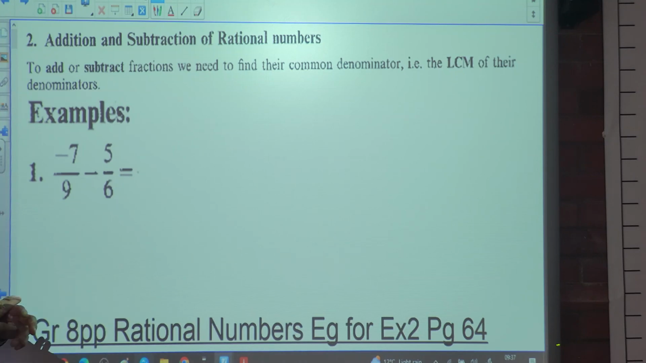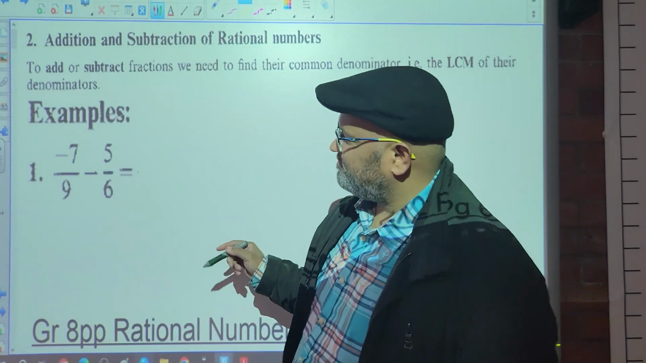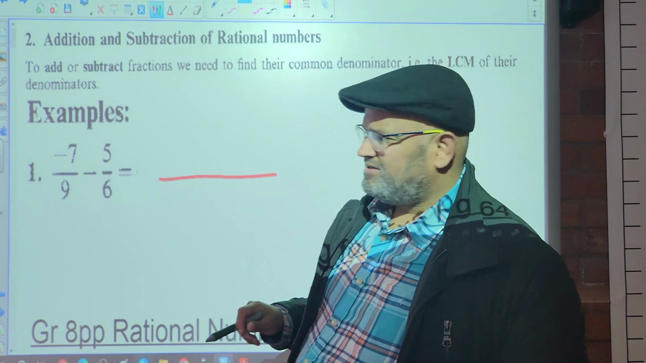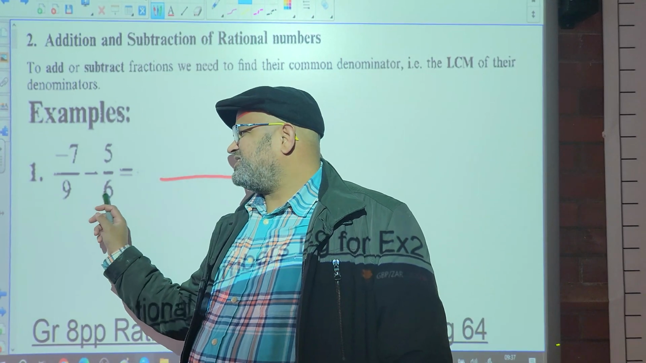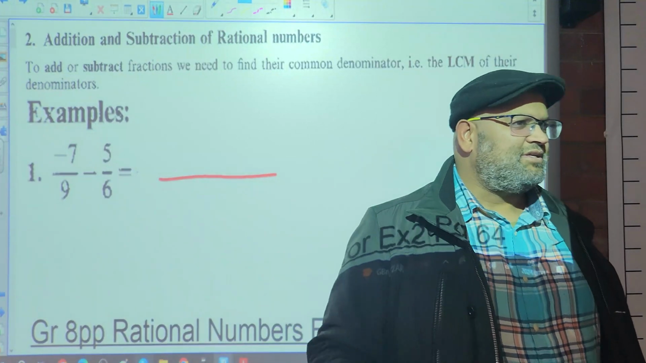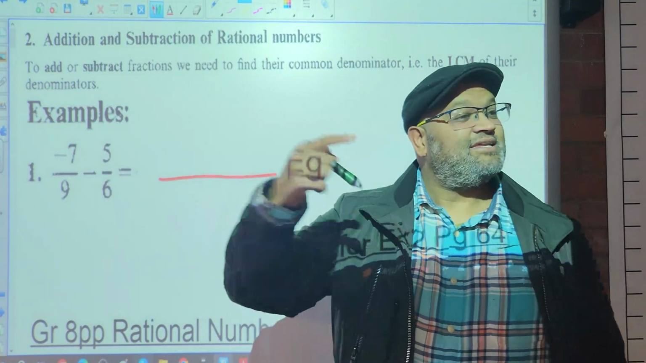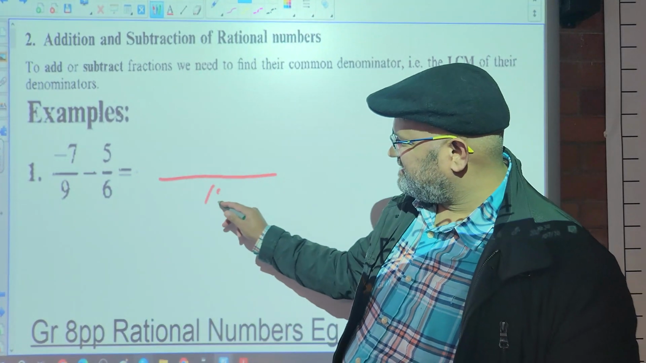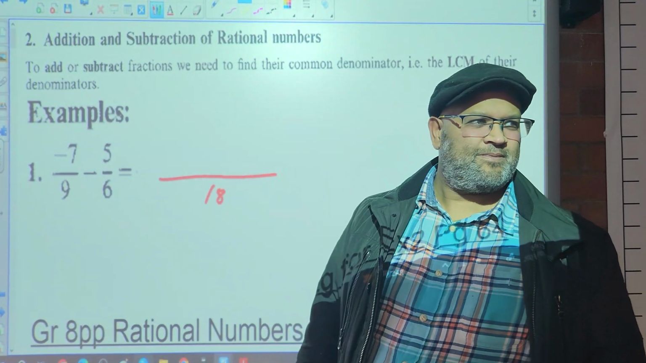People, you must find the LCM first. So you've got negative 7 over 9 minus 5 over 6. What's your LCM here? Between 9 and 6, 9 is the larger denominator. Can 6 go into 9 without remainder? No. Let's count the multiples of 9: 9, 18. Can 6 go into 18? Yes. So 18 is the LCM.